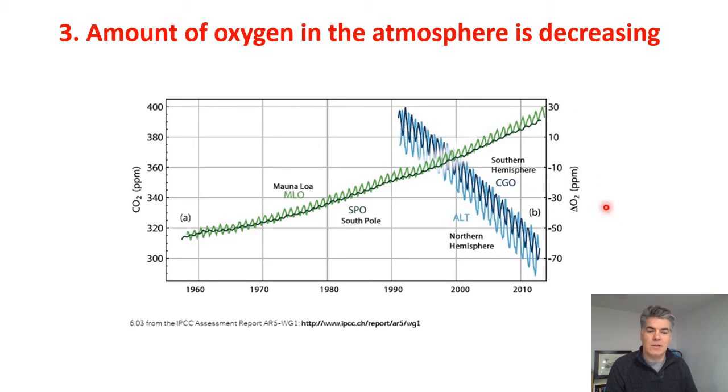Now, this is a little bit of a different notation here. This is the delta O2 concentration, so the change in oxygen concentration, which is relatively small compared to our 20-some percent of O2 in the atmosphere, but there is a measurable decrease in oxygen over time, which corresponds to this increase in carbon dioxide. Now, they talked about this in the movie Thin Ice that you would have seen.